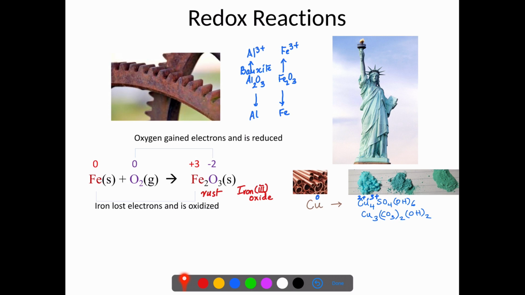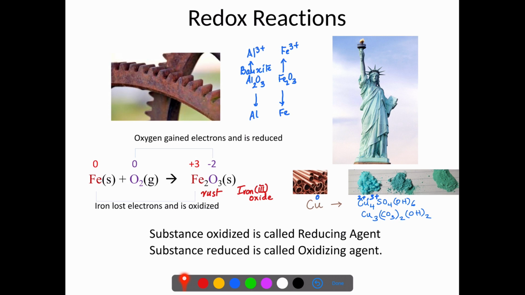Okay, here's another terminology. The substance that is oxidized is called reducing agent. Why? Agent means helper, right? So if you hire a detective or an agent, it's helping you get some result, okay? So reducing agent is the substance which helps other substances get reduced, okay?